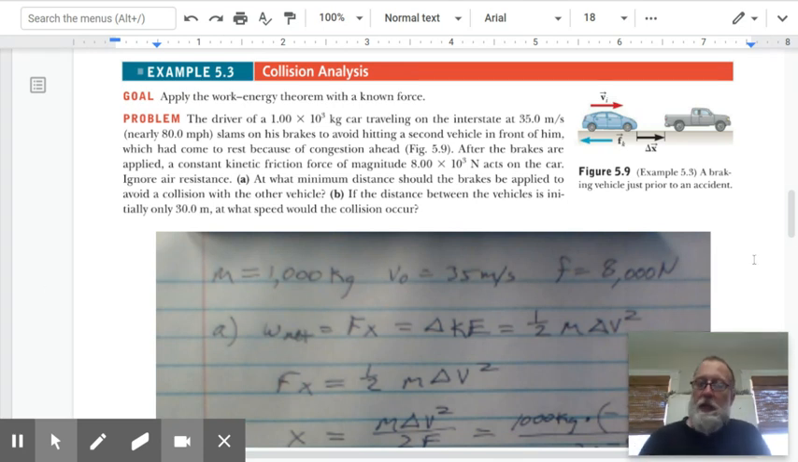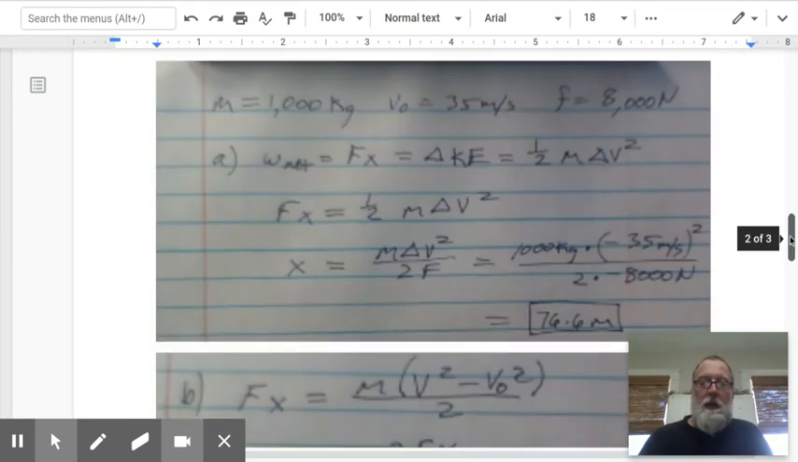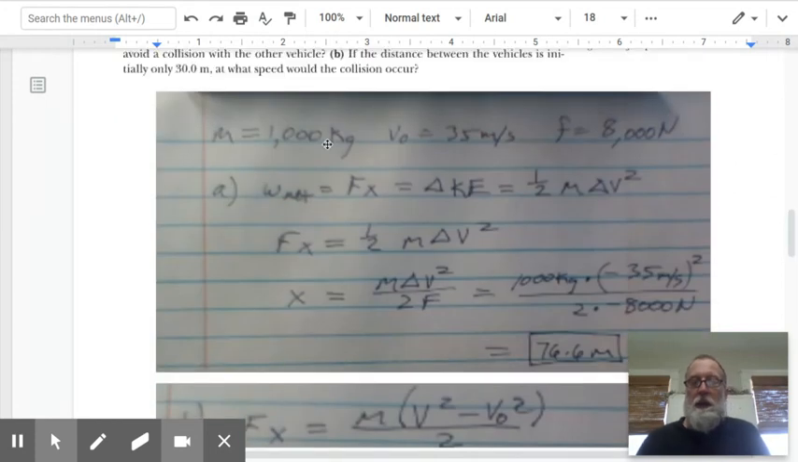In solving part A, we're looking at our variables. We have a 1,000 kilogram car and an initial velocity of 35. I didn't write the final velocity here, but it needs to come to a stop, so the final velocity is 0. And the frictional force is 8,000 newtons. So we can go back to the equations we just derived: work net equals force times change in displacement, or delta x, equals the change in kinetic energy, which would be 1/2 m delta v squared.